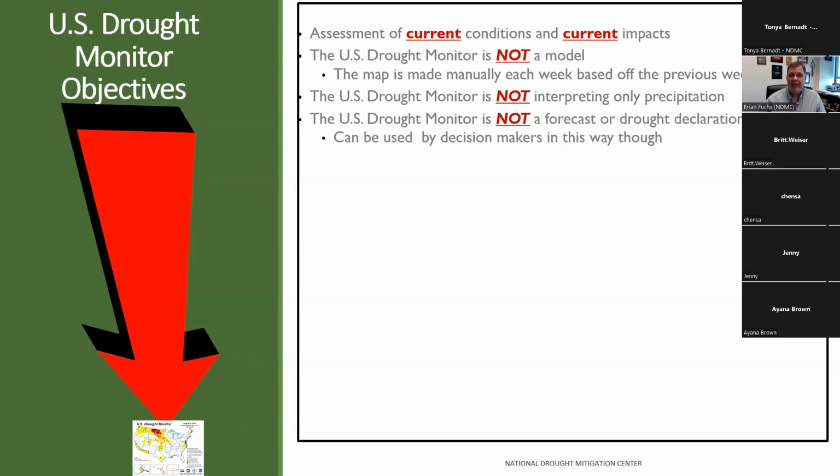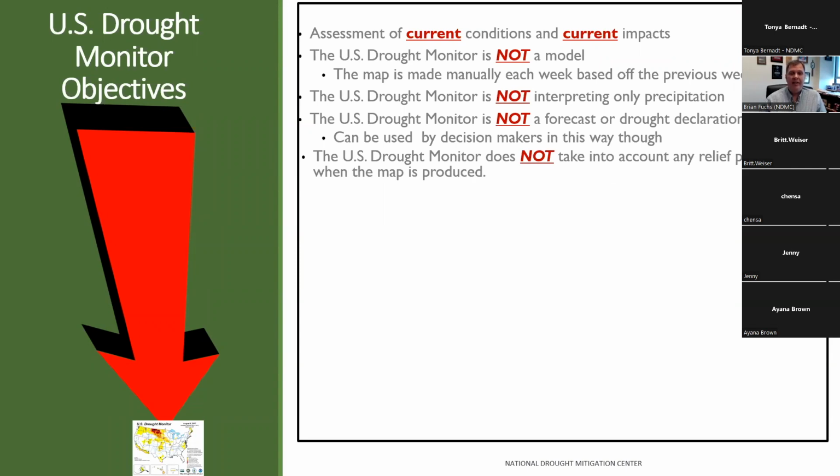It's not a forecast or a drought declaration. So some states may use the Drought Monitor to trigger an official drought declaration that their governor has to approve. And it can be used by decision makers to declare droughts in a region. But it's not an official declaration of any kind. It's guidance to what those local decisions can be made from. And again, I mentioned it's not a forecast, that it's really a snapshot of conditions in time.